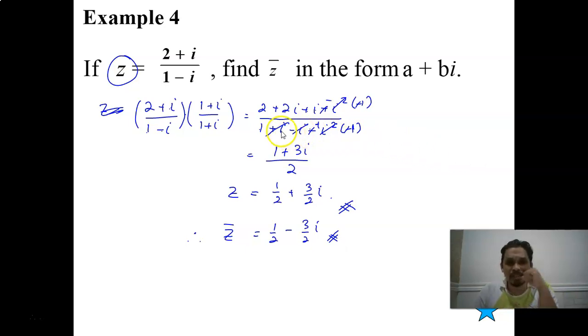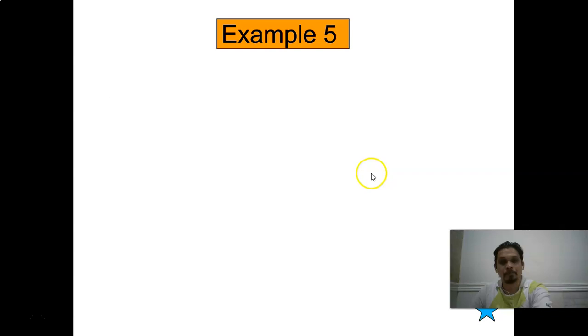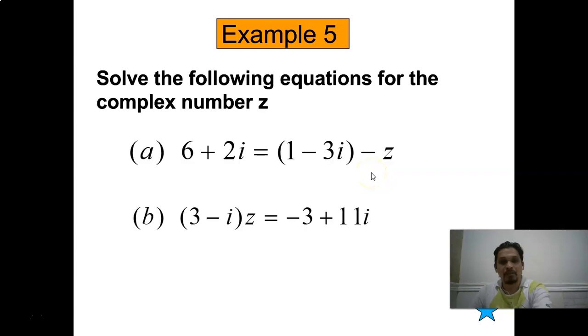Let's double check here. i minus i, and then negative i times i, negative i squared. Negative i squared is negative 1. Negative, negative become positive. So 1 plus 1 equal to 2. That's it. Now, solve the following equation of the complex numbers.